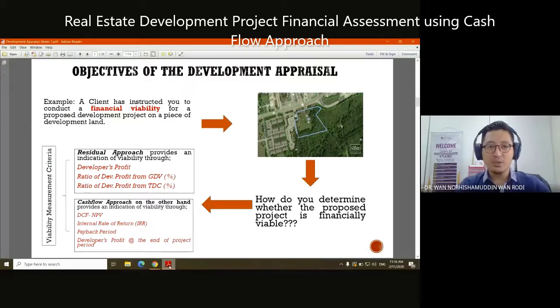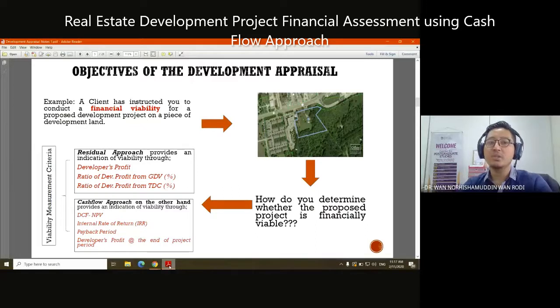For the residual approach, the calculation is very useful to determine the developer's profit, the ratio of developer's profit from GDV, and the ratio of developer's profit from GDC. So as far as concerned, the residual approach only provides 3 measurement criteria. That's where the cash flow approach comes in, whereby it helps to provide more detailed estimation or results to support the 3 results obtained from the residual approach.